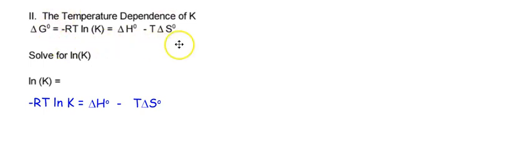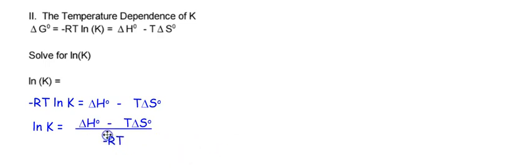Well, I'm going to zero in on this part of the equality. Remember, if A equals B and A equals C, then B equals C, right? So it's transitive. So let's go ahead and just solve for natural log of K. So what am I going to do to both sides? I need to divide both sides by negative RT.